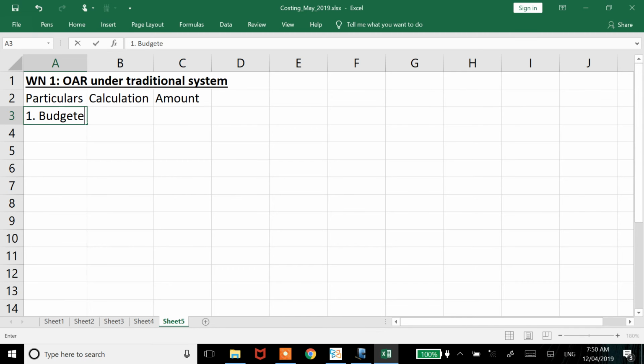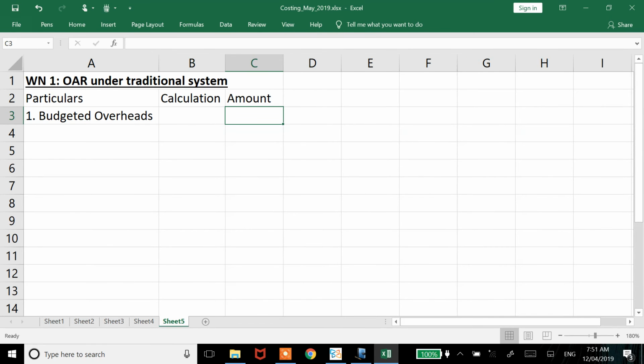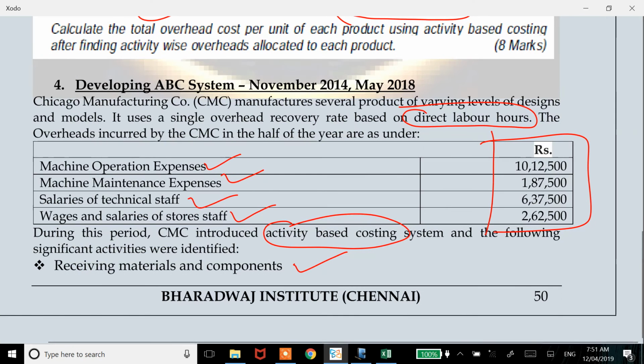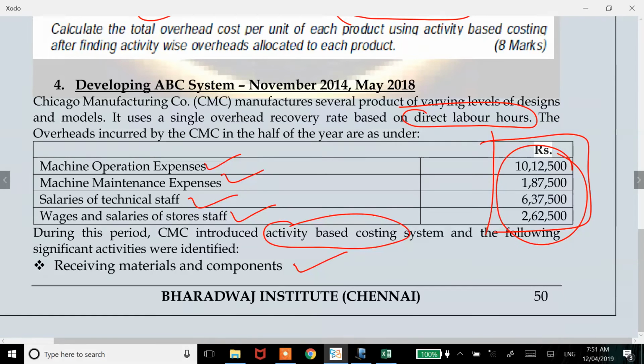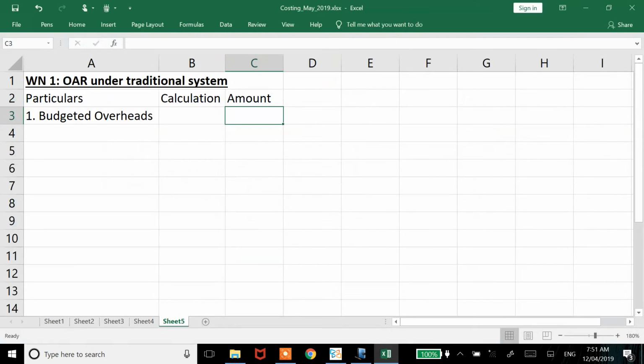Point number 1, budgeted overheads. We use the word budgeted overheads because normal understanding is you do it for a future. Even if you are doing it for the past, we'll use the same word and put the total of the overheads. So budgeted overheads is the total of these 4 items. I just add them and make it a single cost. I don't distinguish between multiple categories. I just add and make it a single item. What's the total of this? How much? 21 lakhs. Budgeted overheads, 21 lakhs.